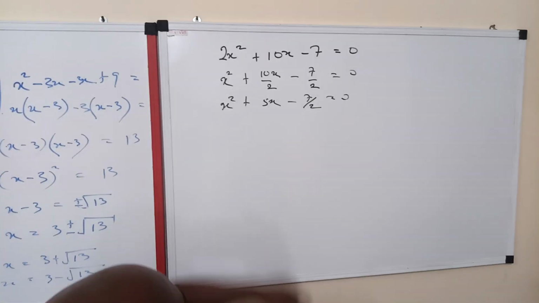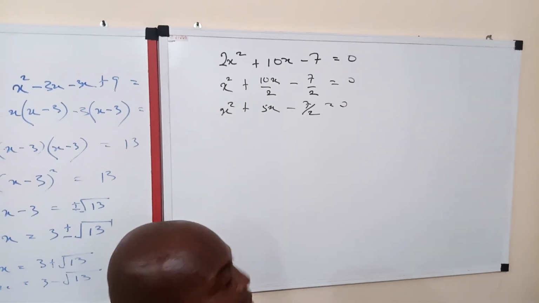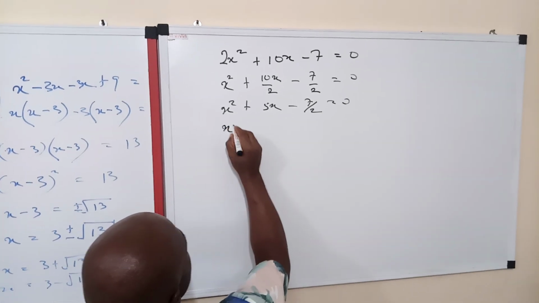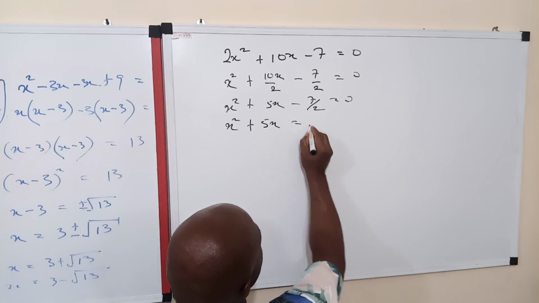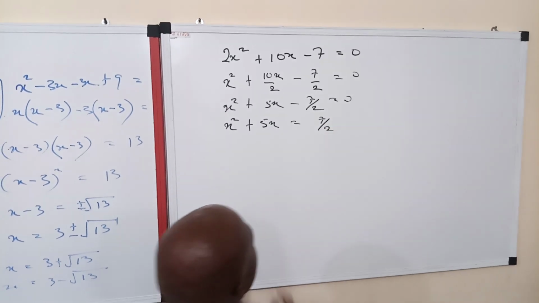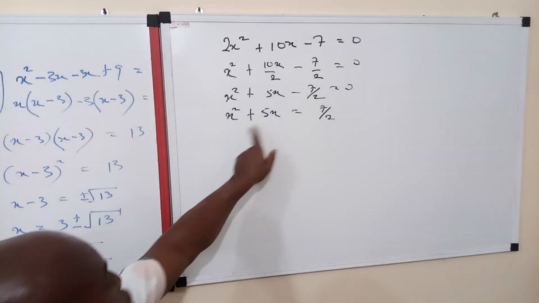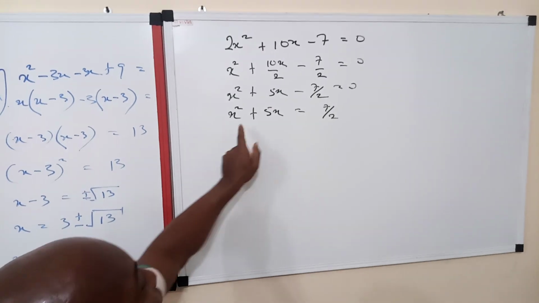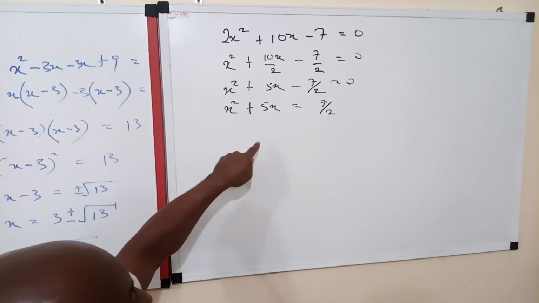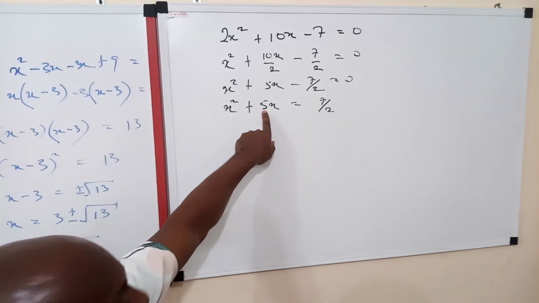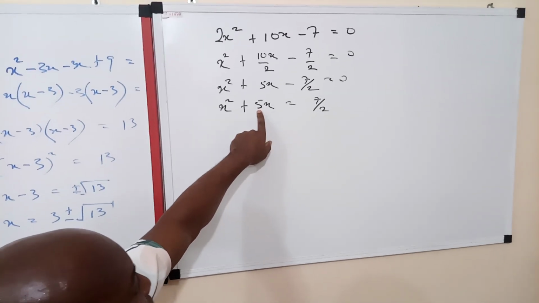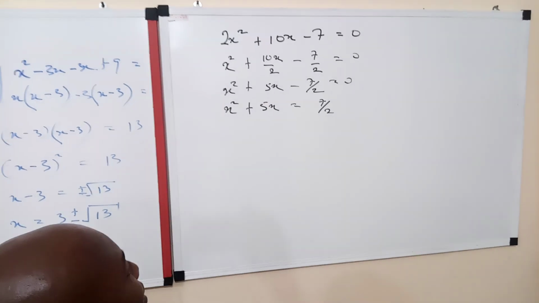Reaching this point, we said take the constant term to the other side of the equation. In doing so, we have x squared plus 5x, and taking it across becomes positive, equal to 7 all over 2. Once you do that, the next step is to add to both sides the square of half the coefficient of x. The coefficient of x here is 5. So we are going to take half of it, square it, and add it to both sides.